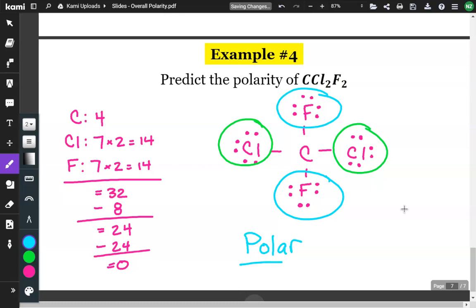And that is overall polarity. Now there is a different type of polarity, bond polarity, which is separate from this, but when we're looking at overall polarity, those are the steps to figure out polarity.